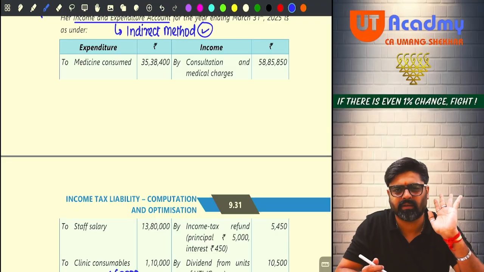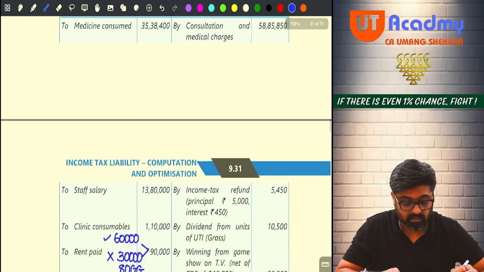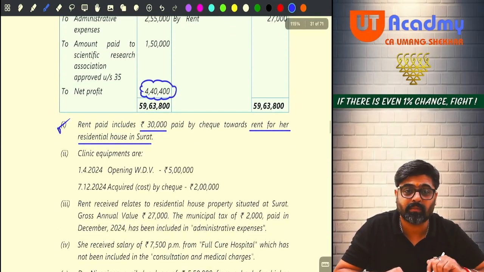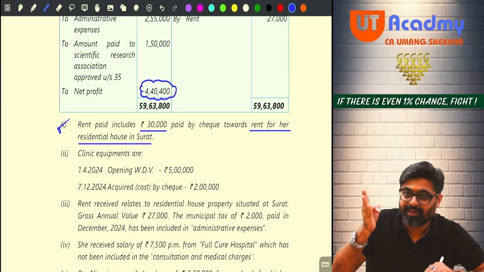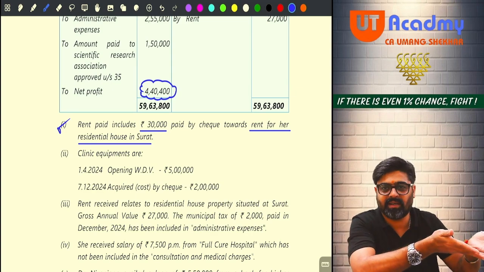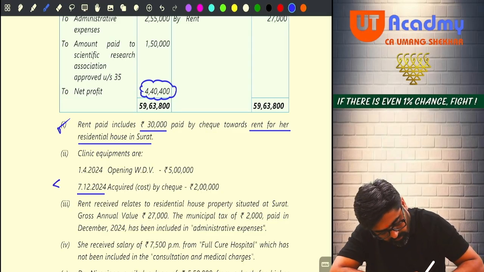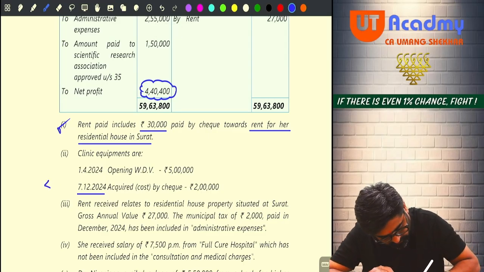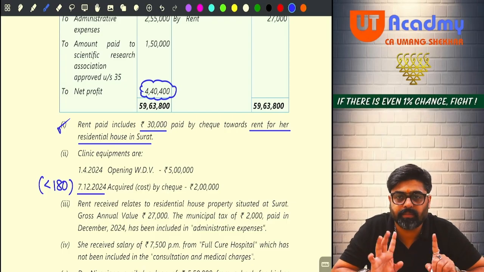Yes, only one addition. And any deletion in the block? No deletion. And addition before 4th October or on or after 4th October? On or after 4th October. Do you remember? Yes. 4th October or after that, purchased and put to use, less than 180 days. Yes or no? So 7th December, meaning that this is less than 180. So if this is less than 180, then on this half rate of depreciation will be applicable.